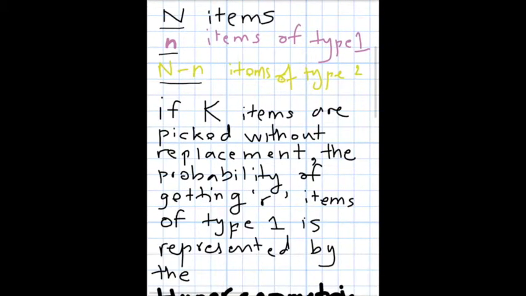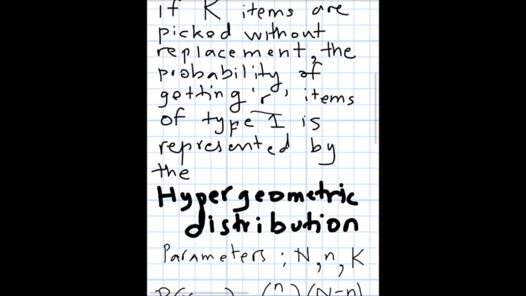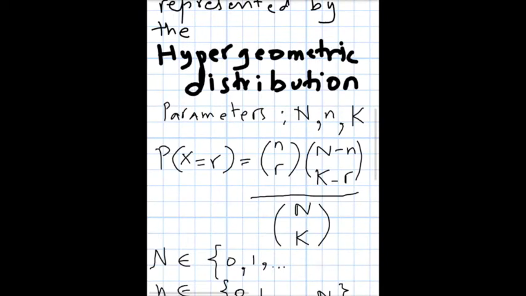So the probability of getting r items of type 1 is represented by the hypergeometric distribution. The parameters of the distribution are uppercase N, lowercase n, and k. Again, uppercase N is the total items in the bag, lowercase n is the number of items of type 1, and k is the items we pick.